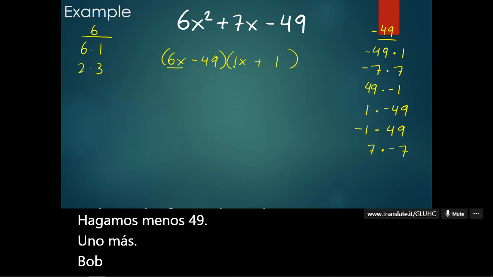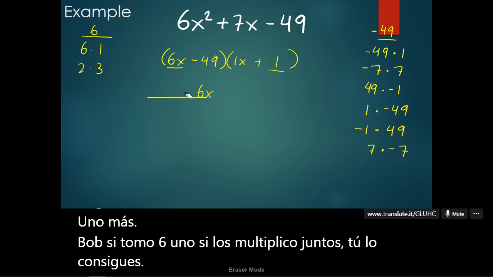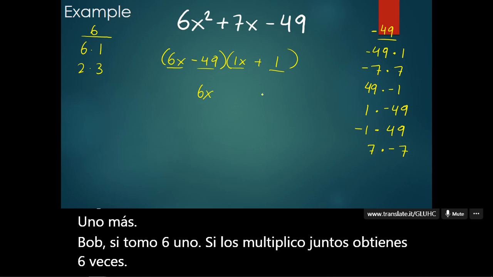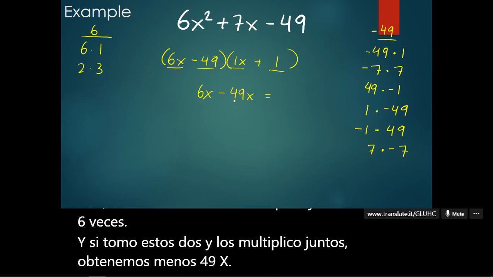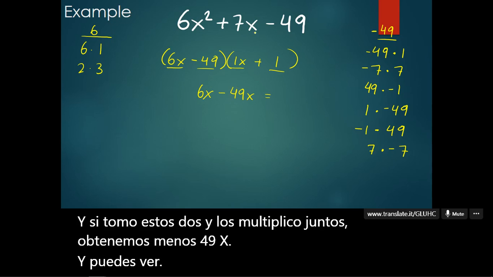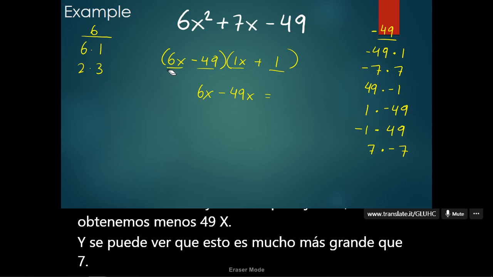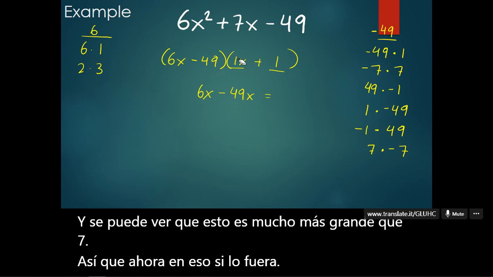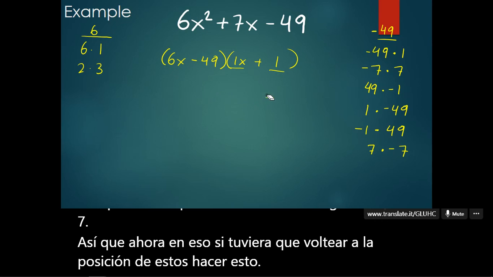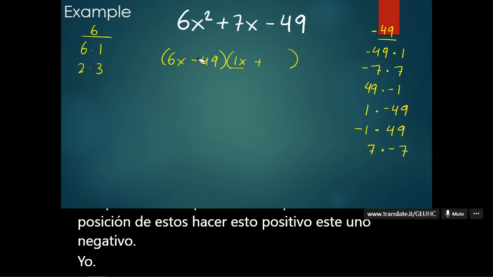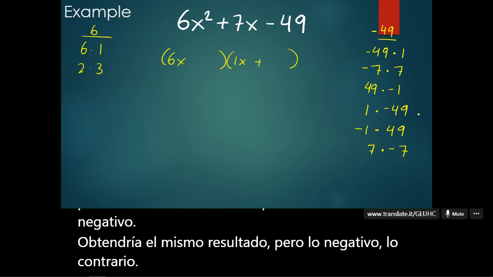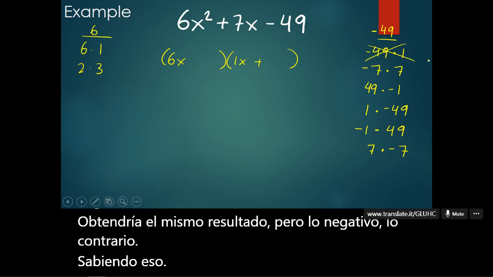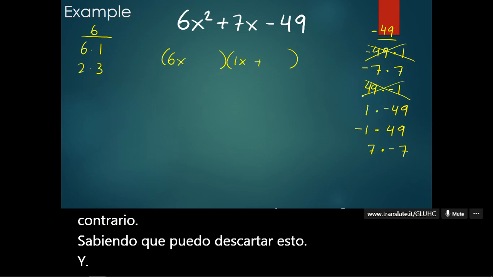Well, if I take 6 and 1 and multiply those together, you get 6x. And if I take these two and multiply them together, we get minus 49x. And you can see that this is a lot larger than 7. So knowing that, if I flip the position of these, make this positive and this one negative, I would get the same result, but the opposite sign. So knowing that, I can discard this and this one because they're in the same position.